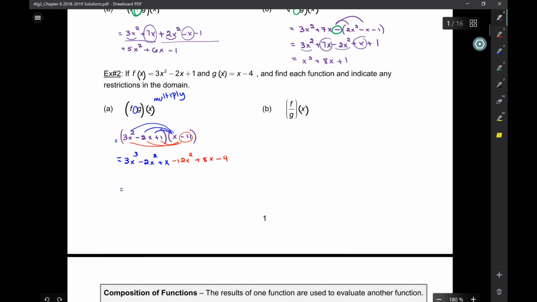All right, here I combine like terms again. Minus 2 minus 12, minus 14x squared plus 9x minus 4. Okay, questions? No? Okay, so let's do f over g of x. Here, I'm going to take f of x.